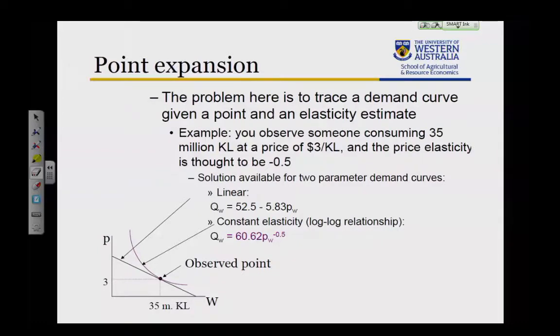So what we are doing is starting at a point where we have knowledge of elasticity. It doesn't matter how you get that. And then you know what people are buying at a particular price, because that's easy to find for a city. So I can find that. Then if I assume it's linear, I can work out what the demand curve is. And if I assume it's constant elasticity, then I can find what that is.